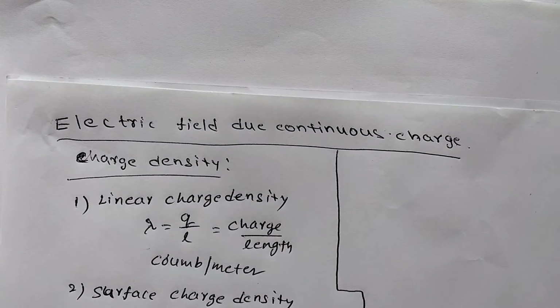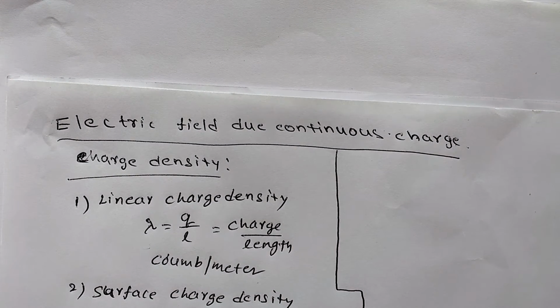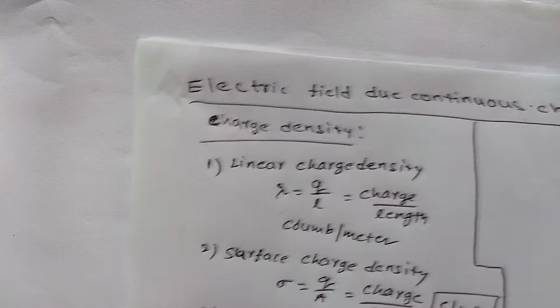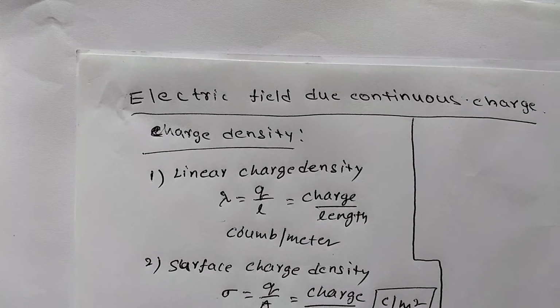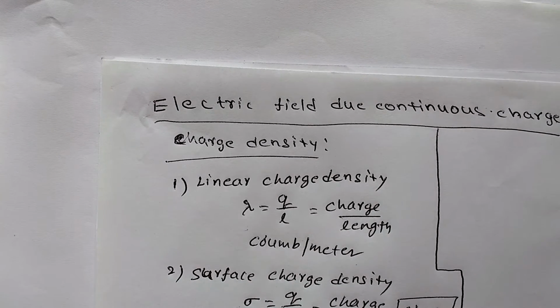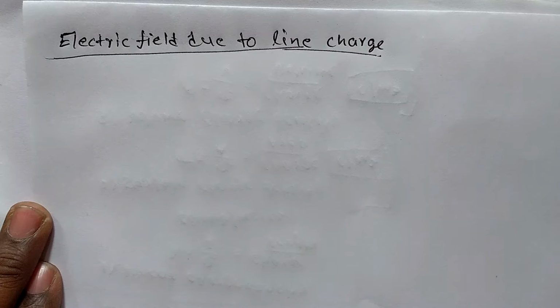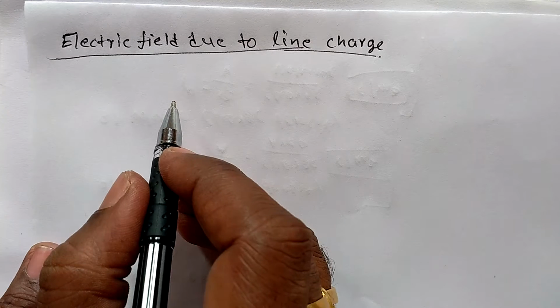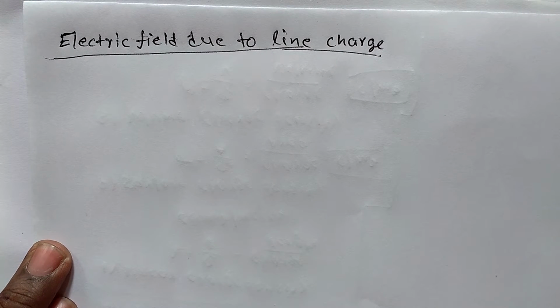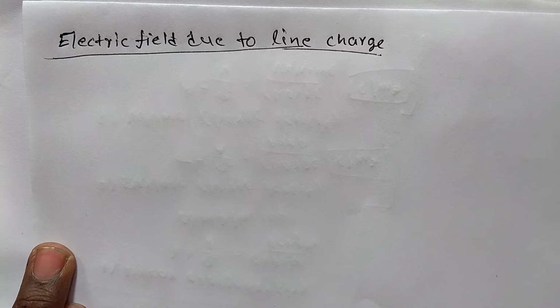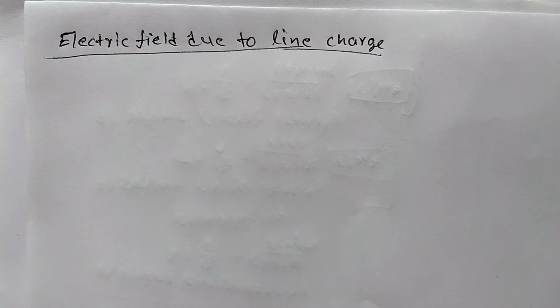Next, electric field due to continuous charges. There are so many varieties of questions. Here we are going to discuss some continuous bodies. Now we are going to discuss field due to the linear charge distribution, the line charge. For example, a charged wire is there. Some charge is given to this charged wire, and we are going to study the field intensity in different cases.